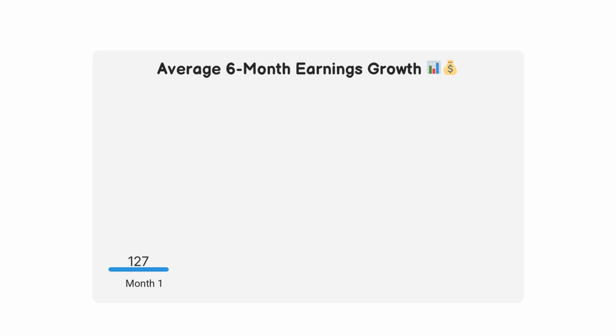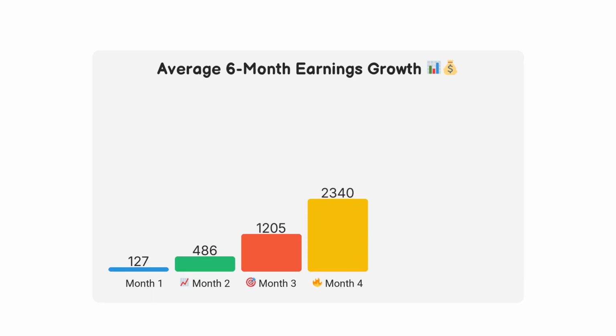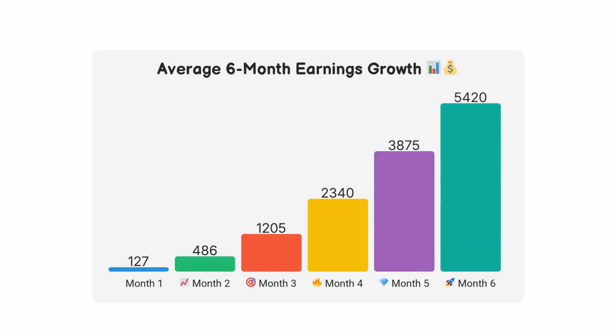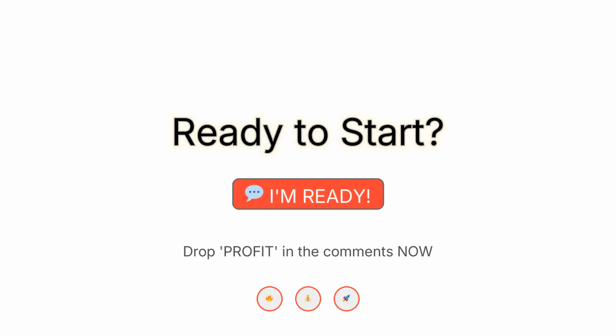Let me show you exactly what the average person earns with AI automation in their first 6 months. These numbers are from verified users who followed the complete system. Month 1 is setup phase, months 2-3 show early growth, and by month 6, you're looking at serious passive income. This isn't a fantasy, it's a predictable pattern.